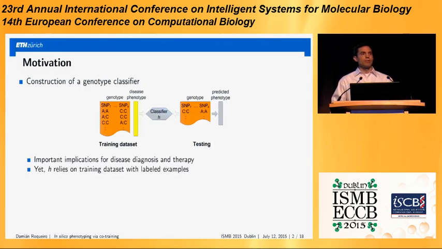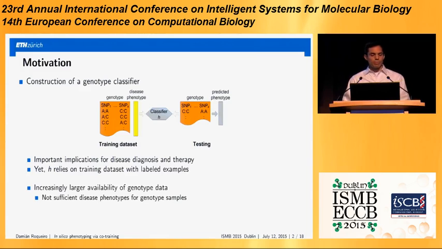Now, such a classifier, as you may imagine, is very important, in particular because it can be used for disease diagnosis and therapy. Nonetheless, it has some constraints, the main important one being the fact that in order to perform accurately, it requires a large amount of labeled examples. Nowadays, that doesn't seem to be a problem, in the sense that we have an increasingly larger availability of genotype data, but the bottleneck seems to have shifted from the genotyping to the phenotyping. That is to say, we have more genotype data, but we lack the disease phenotype labels.